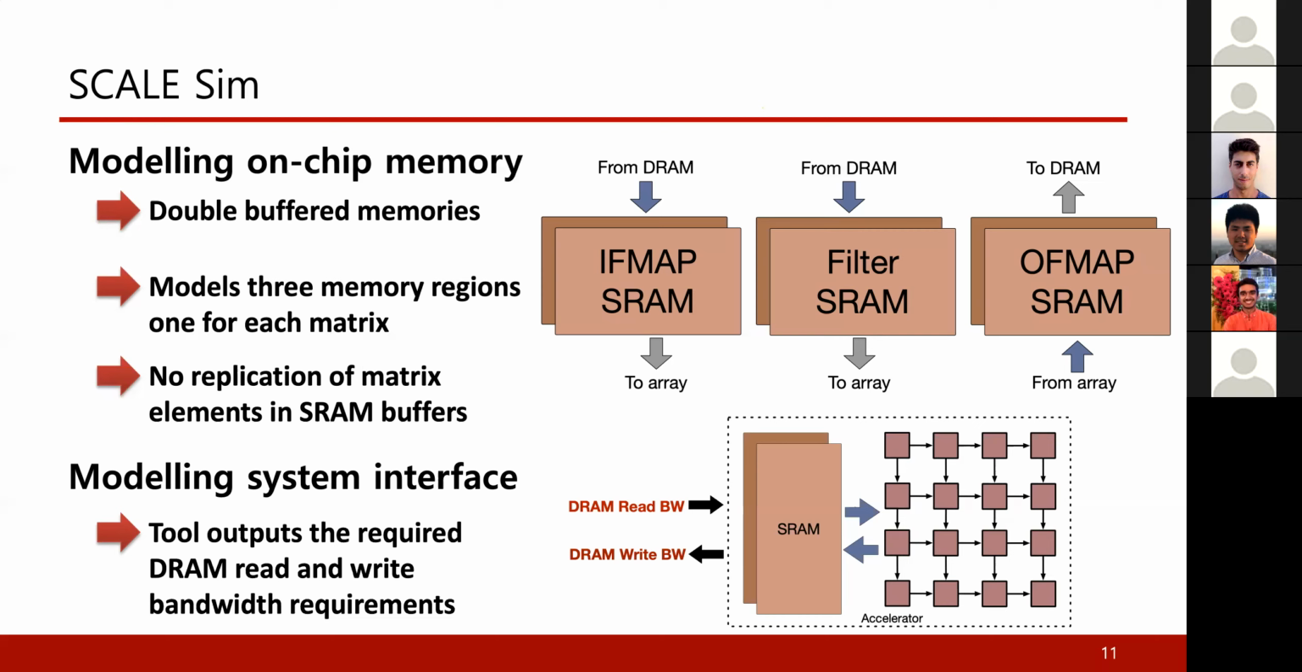Or if you are going the other way around, where you say, I have this accelerator and these are the workloads which I want to run, what kind of interface should I look for? Then you can just use ScaleSim in calculate bandwidth mode, and ScaleSim will tell you what the optimum bandwidth requirements are.